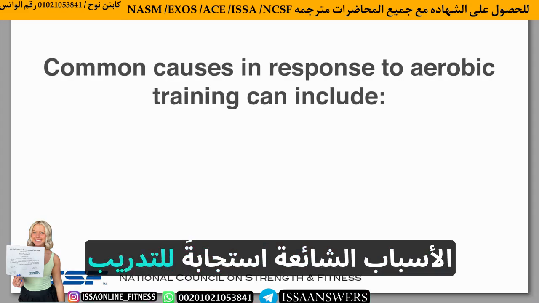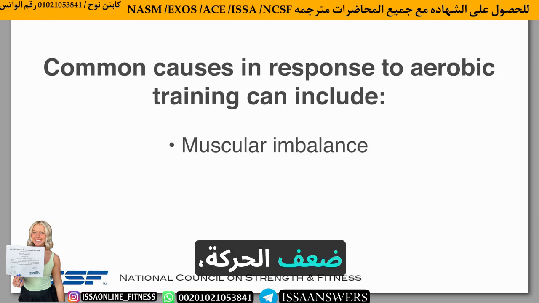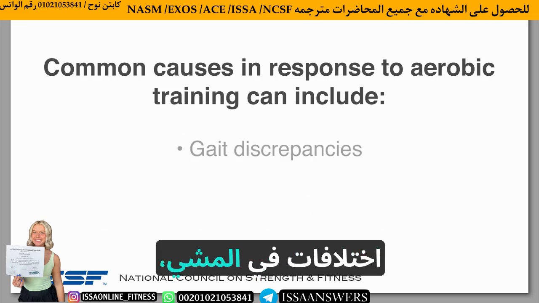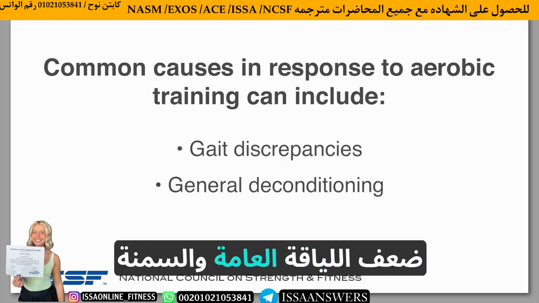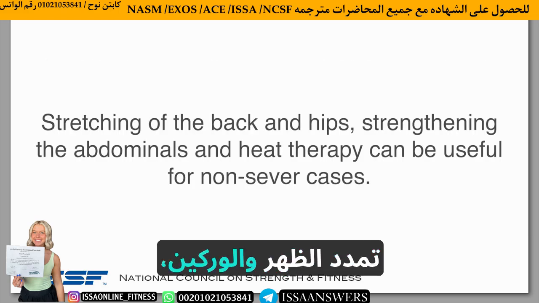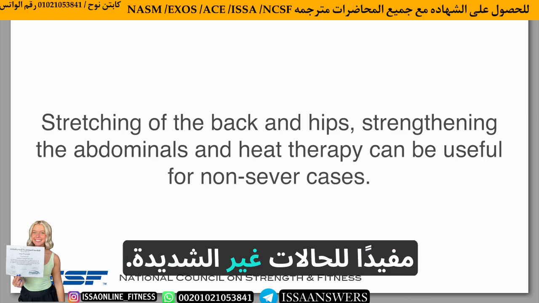Common causes in response to aerobic training can include muscular imbalance, poor flexibility, poor movement biomechanics or posture, gait discrepancies, general deconditioning, and android obesity. Stretching of the back and hips, strengthening the abdominals, and heat therapy can be useful for non-severe cases.